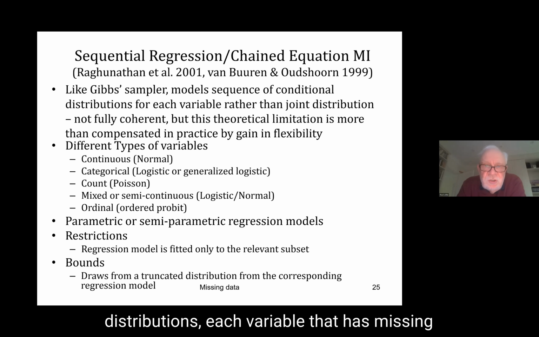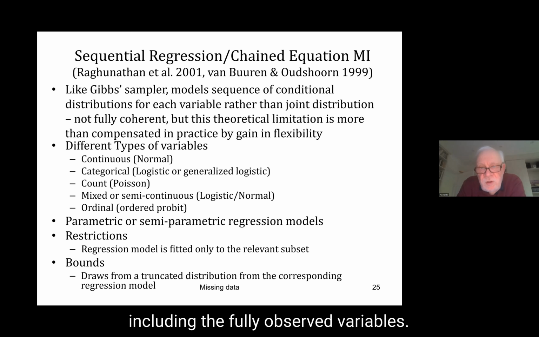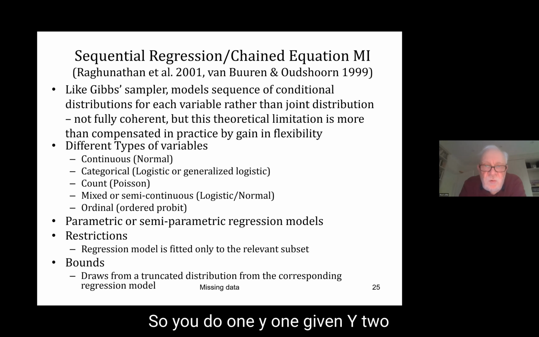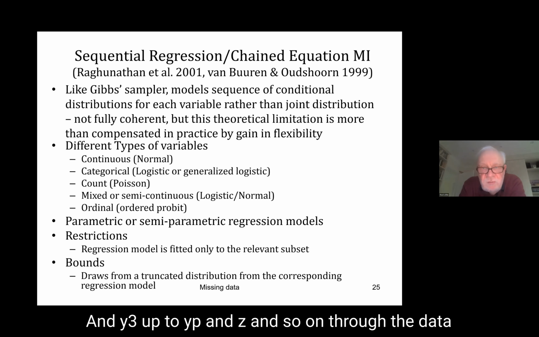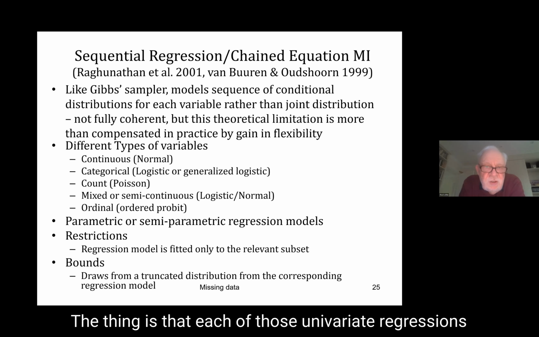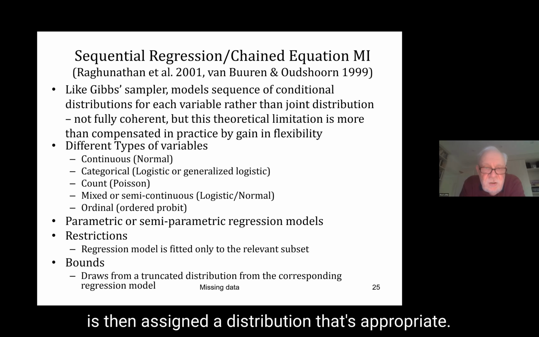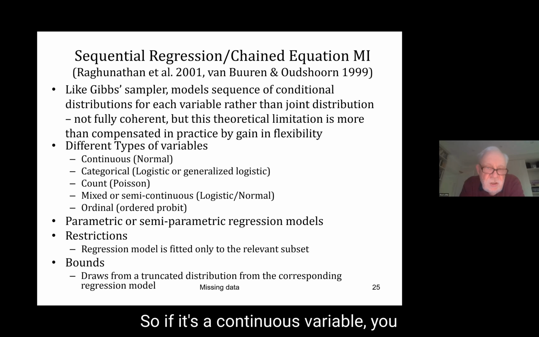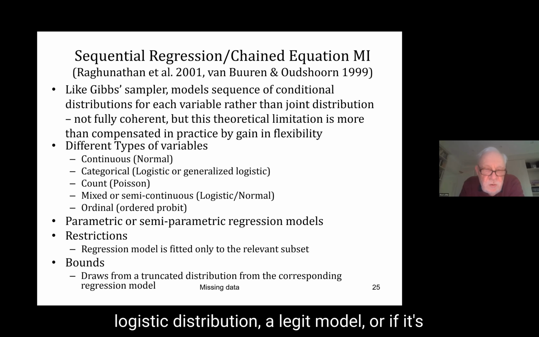You imagine a set of conditional distributions. Each variable that has missing values, you regress on all the other variables, including the fully observed variables. So you do y1 given y2 up to yp and z, if z is fully observed. Then you do y2 given y1 and y3 up to yp and z, and so on through the data set, which is what you do in the Gibbs sampler. Each of those univariate regressions is assigned an appropriate distribution. If it's a continuous variable, you might like the normal distribution. If it's a binary variable, you might use a logit model, or if it's count data, a Poisson model, and so on.